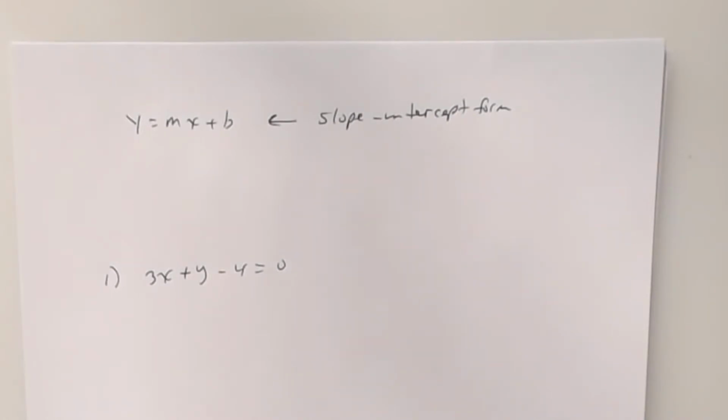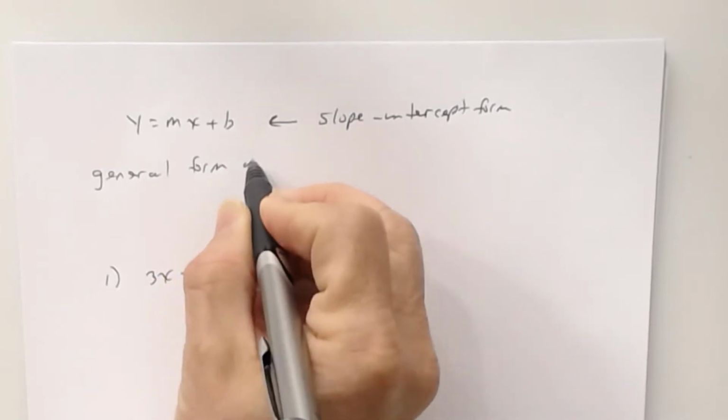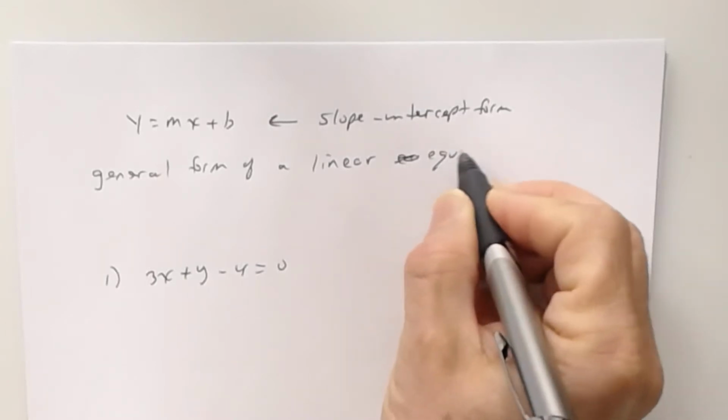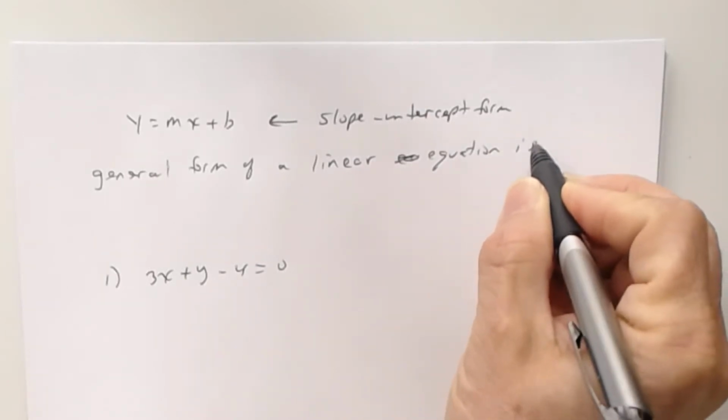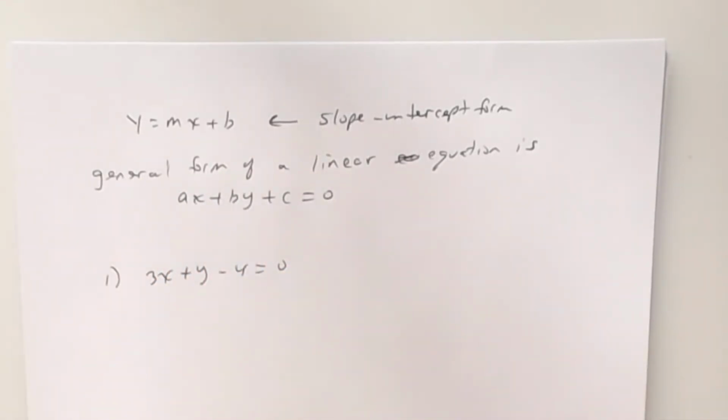that's called general form. So in my math lab, they're going to ask you something about general form. So general form of a linear equation is this: ax plus by plus c equals 0. So that's general form of a linear equation. So all the terms on one side, 0 on the other. In my math lab, they're going to use the word general. Okay? So this number 1 you have here, that's in general form.